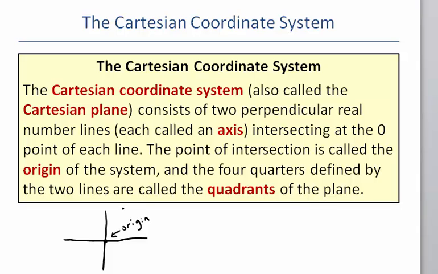The four quarters defined by the two lines are called the quadrants of the plane. Quadrant 1 is in the upper right, quadrant 2 in the upper left, quadrant 3 in the lower left, and quadrant 4 in the bottom right. In terms of labeling, the x-axis is the horizontal axis, and the y-axis is the vertical axis.